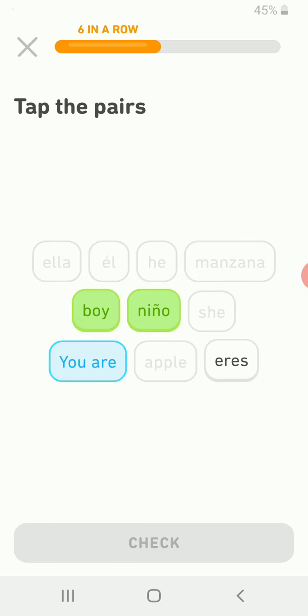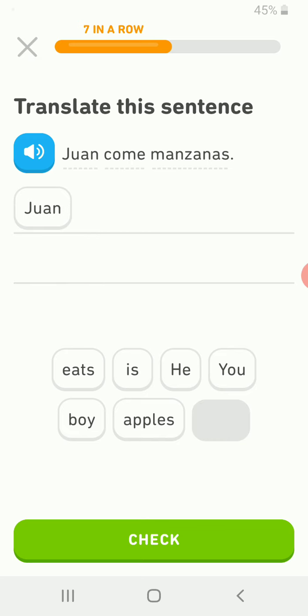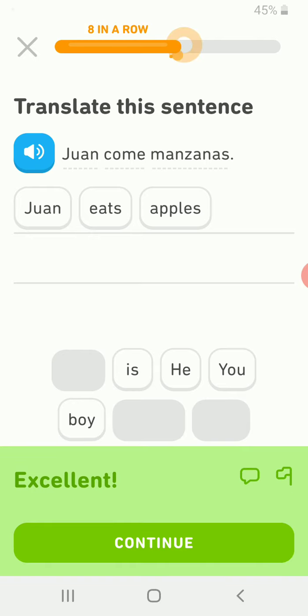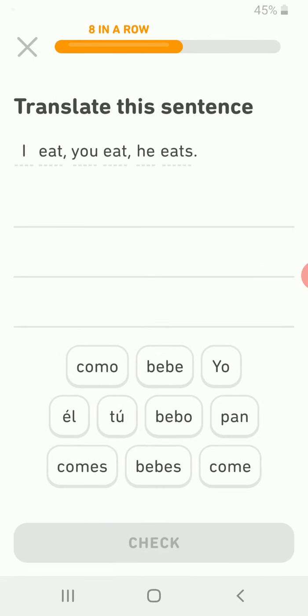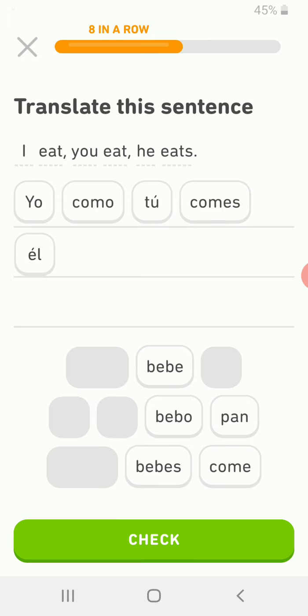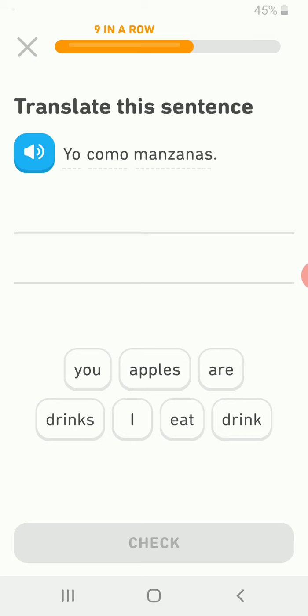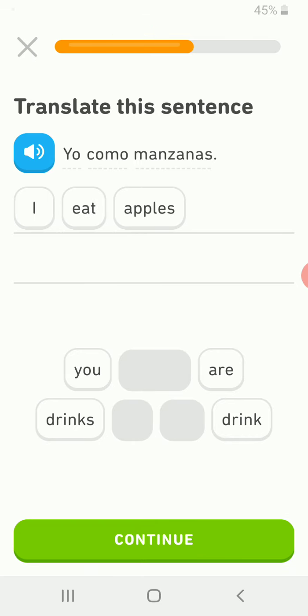Example, boy, niño, tú eres. Juan come manzanas. Juan eats apples. And I eat. Yo como. Tú comes. Él come. Yo como manzanas. I eat apples.